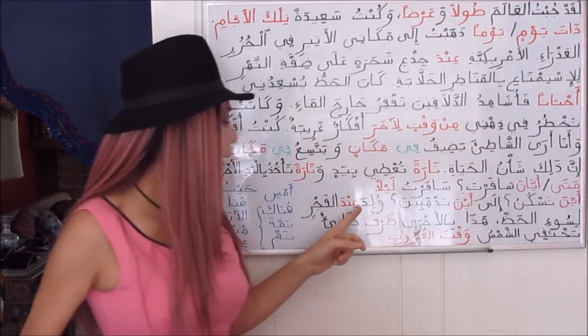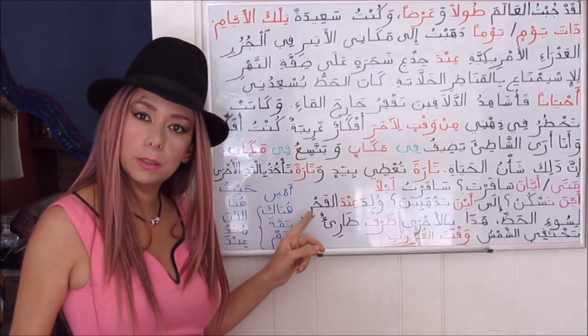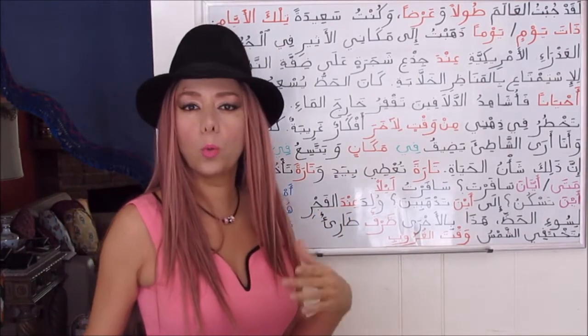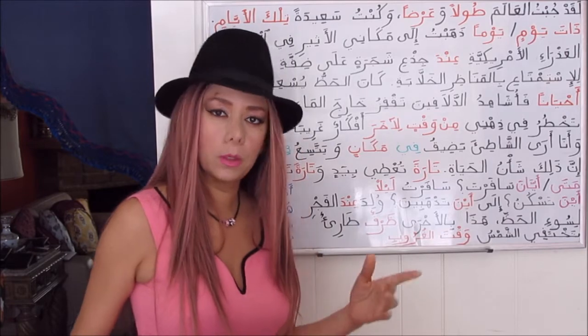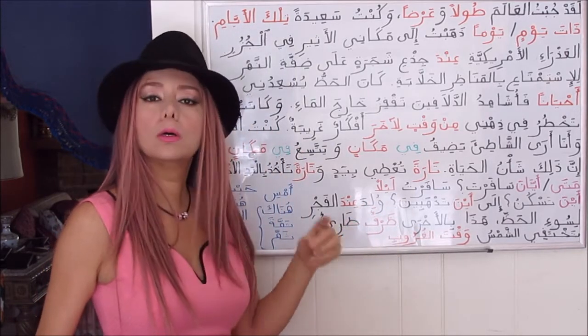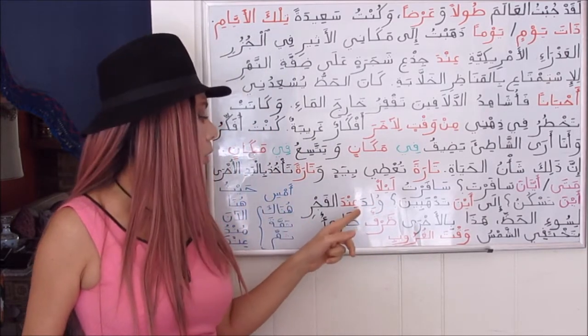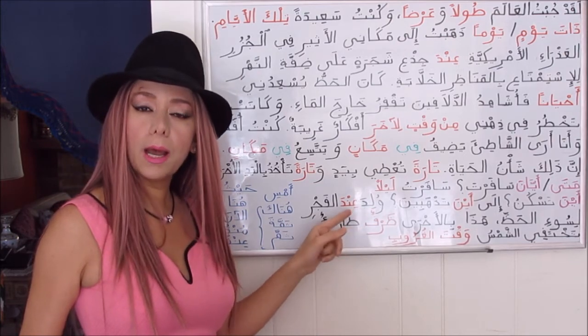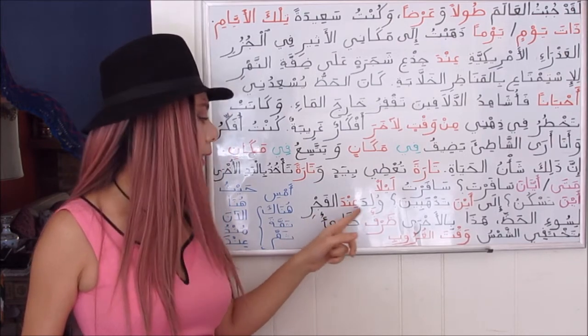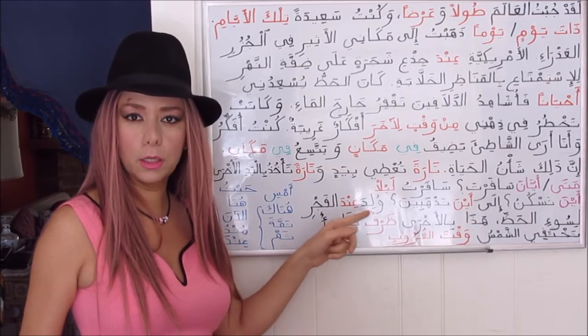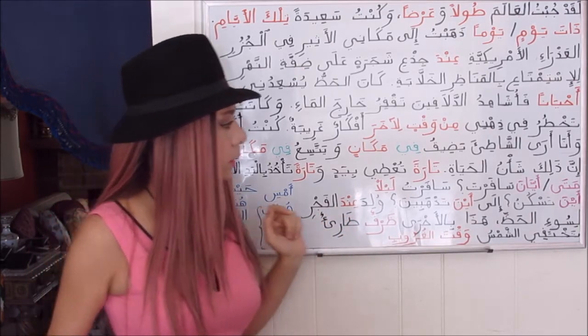Alright. ولد عند الفجر. ولد, from the verb ولد, to give birth. ولد in the passive. He was born at dawn. ولد عند الفجر. He was born at dawn.